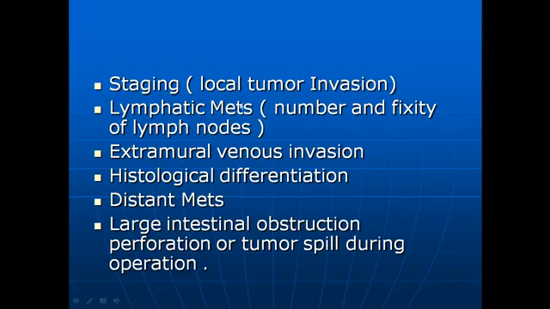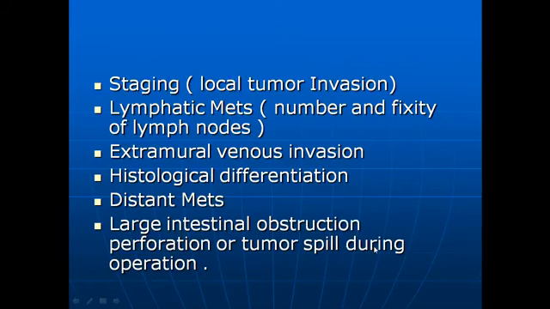Lymphatic metastasis, and again the number and fixity of the lymph nodes. It will depend on how many lymph nodes are involved and whether the lymph nodes are fixed or not. Extramural venous invasion is another important point. If the tumor has extramural venous invasion, the prognosis is bad. The histological differentiation is very important. If the tumor is well differentiated, the prognosis is good. If the tumor is anaplastic or poorly differentiated, the prognosis is very bad. And of course, distant metastasis: if the patient has a pulmonary, bony or liver metastasis, the prognosis is very bad.